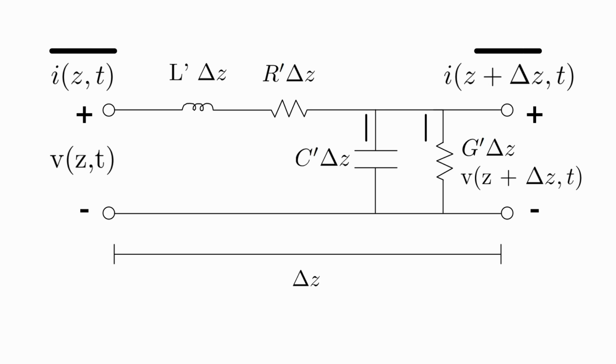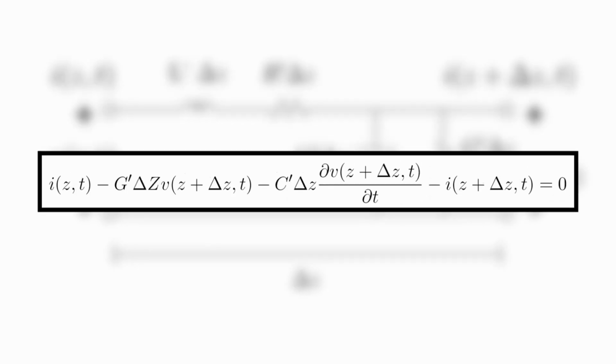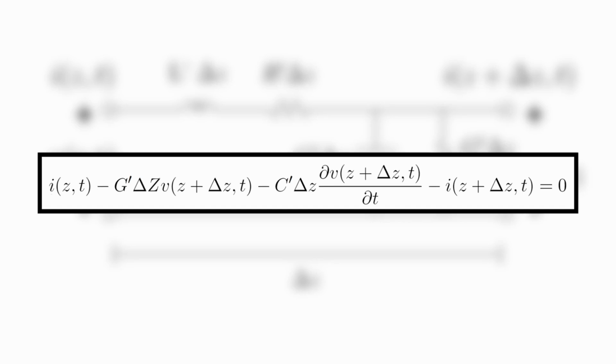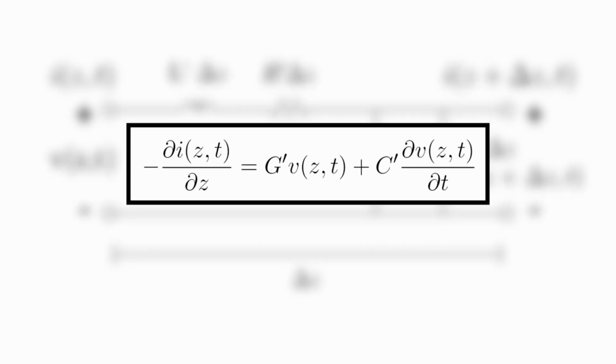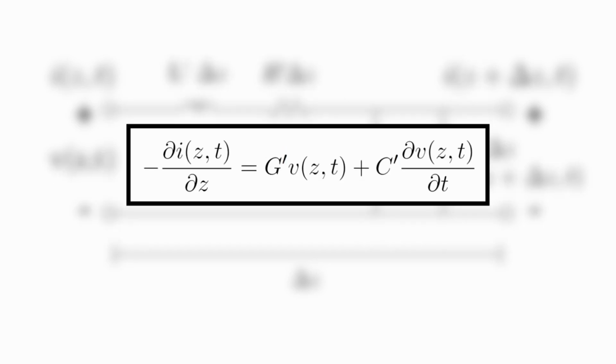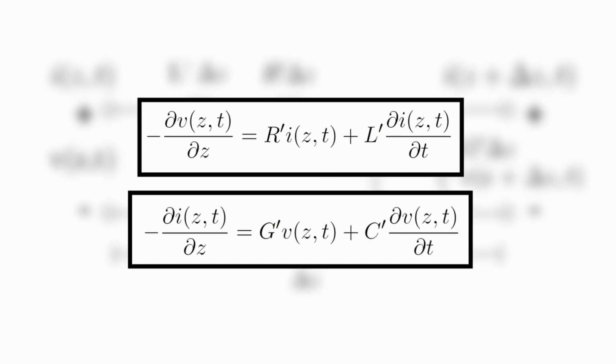We can then use Kirchhoff's current law to obtain the following equation. Notice that conductance is equal to 1 over R, the current through a capacitor is C dV/dt, and the final branch is just our space-shifted current. If we take the limit as delta z approaches 0, we end up with our second equation. These equations are coupled first-order partial differential equations, known as the Telegrapher's equations.